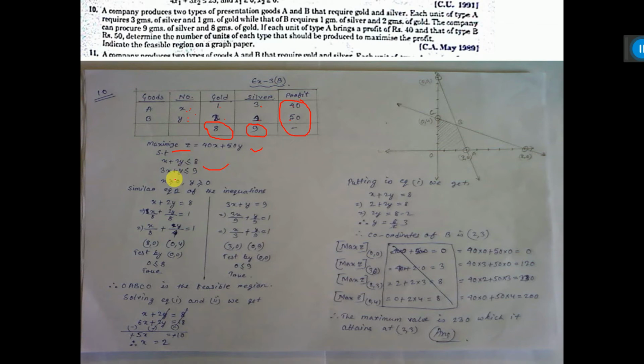Now in every question you have to write x greater than or equal to 0, y greater than or equal to 0, because x and y are the number of units and cannot be negative. Company cannot produce a negative number. That is why these must be positive and the solution will be in the first quadrant.